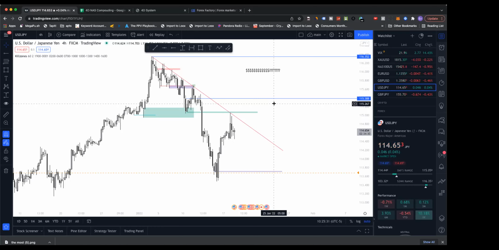How about ranging markets? Ranging markets are my favorite because you can compound quicker. Same setups, same confirmations, same everything.